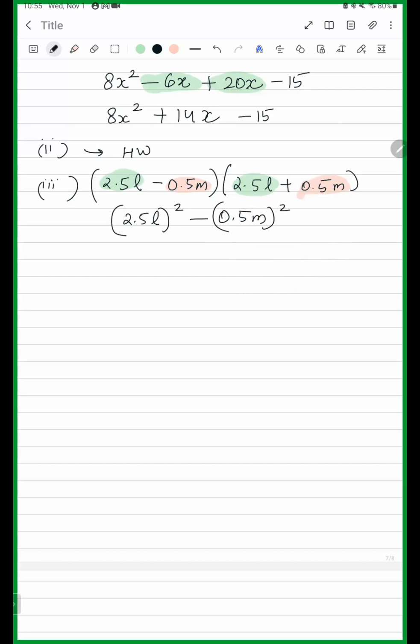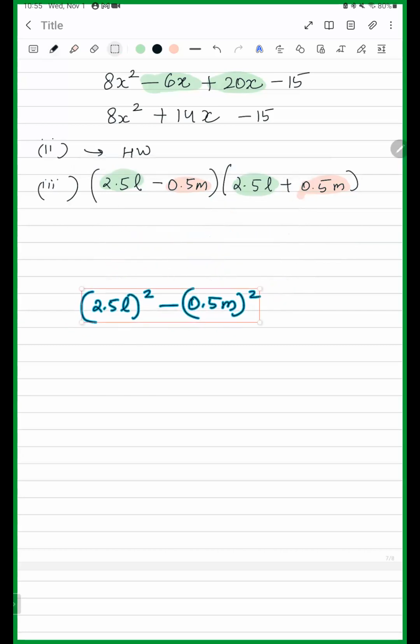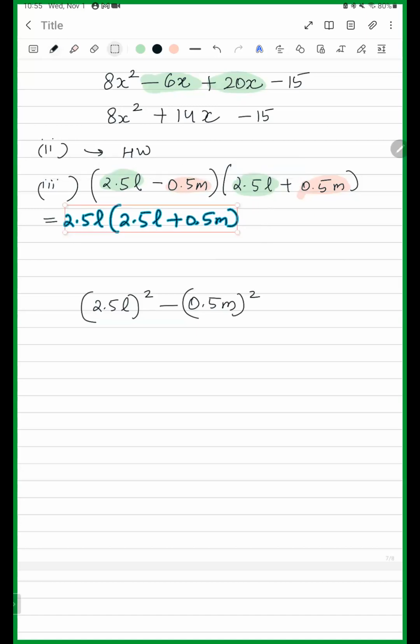And you know what? Let's just do one thing. We will come to this step in a while. We will first do it in the normal way which we used to do. 2.5L into this bracket, 2.5L plus 0.5M, then minus 0.5M into 2.5L plus 0.5M.